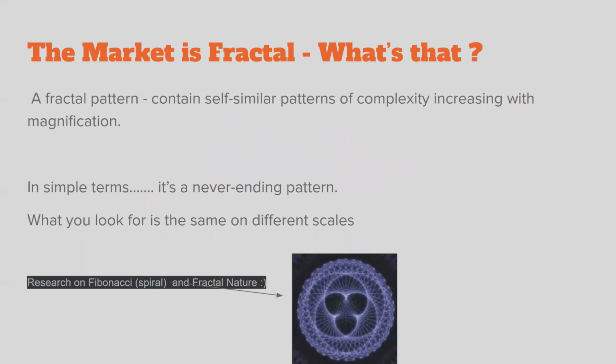Now, before we start, everyone has to understand that the Forex market has fractal patterns. Now, why is the market fractal? A fractal pattern has self-similar patterns of complexity increasing with magnification. In simple terms, it's a never-ending pattern. Applying this to Forex, the same thing you look for in the bigger time frames is the same thing you're looking for in the smaller time frames. Now, for the nerds out there, if you want to research some more, check out the Fibonacci spiral and its fractal nature. That's what the spiral looks like. There are some tools in Forex that have to do with Fibonacci, like the Fibonacci extension, and a bunch of other ones that I don't use. But yeah, you can check that out.